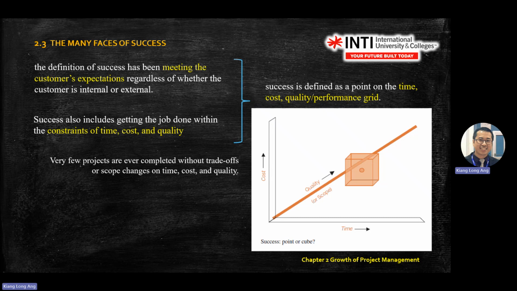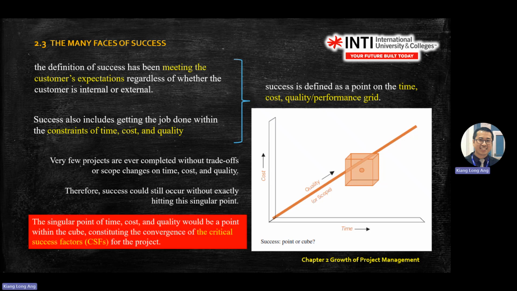This cube can be 3D. Cost and time are like a line, but with one more dimension, quality, it expands into a three-dimensional thing. All this you read.